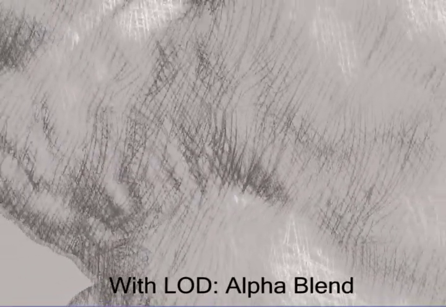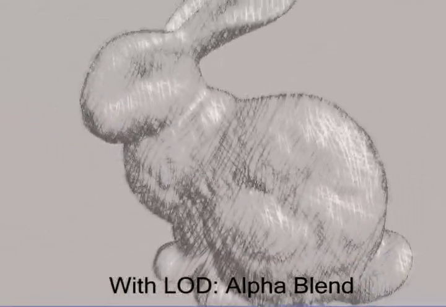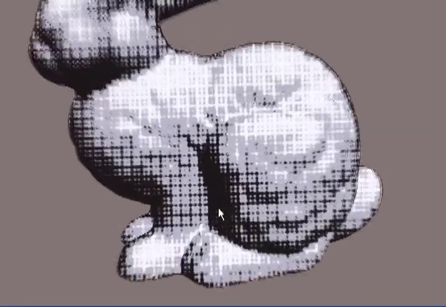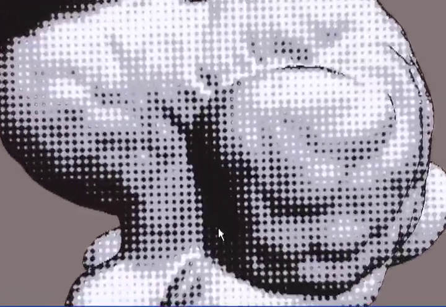For hatching, stippling, and painterly styles, we transition by alpha blending. For halftone styles, alpha blending is less suitable, so instead, we blend between halftone screens at the two scales. The pattern now morphs instead of blending.